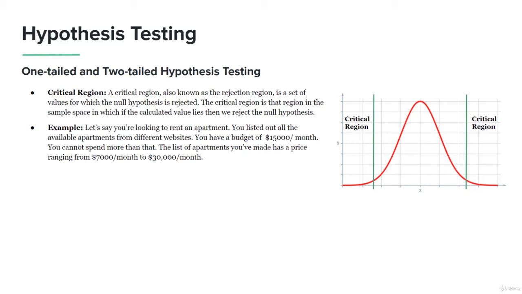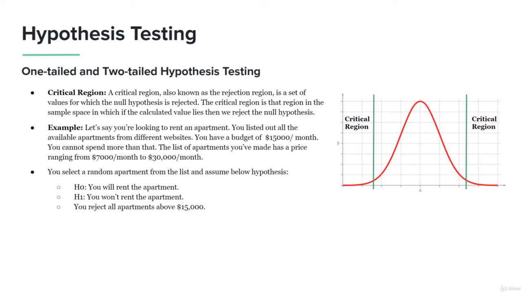A good example here would be, let's say you're looking to rent an apartment, okay? And you list out all of the available apartments from the various websites. You have a budget of, let's say, $15,000 a month, so you can't spend more than that, right? And the list of apartments you made has prices ranging from $7,000 to $30,000 a month. You select a random apartment from the list and assume the below hypothesis. H0: you will rent the apartment. H1: you won't rent the apartment, right? And then you reject all apartments above $15,000.